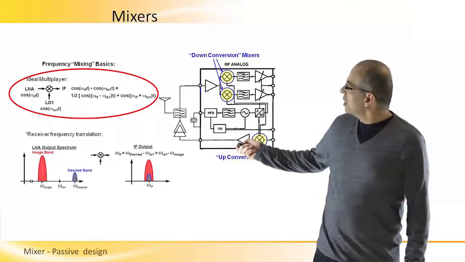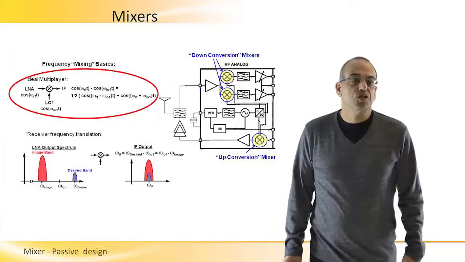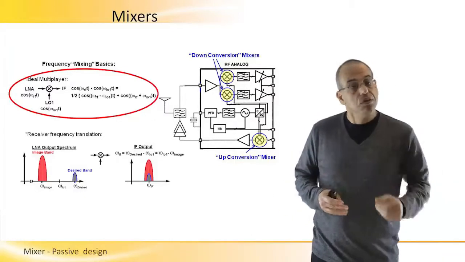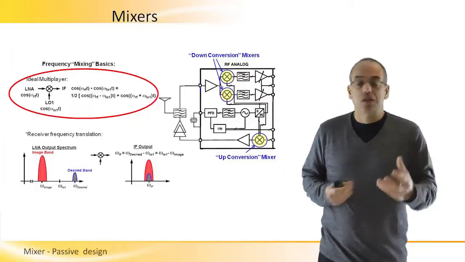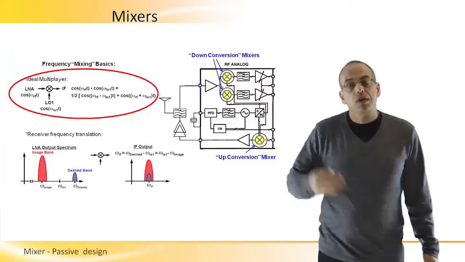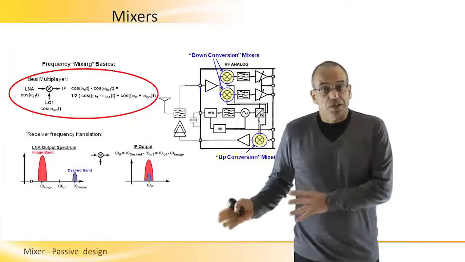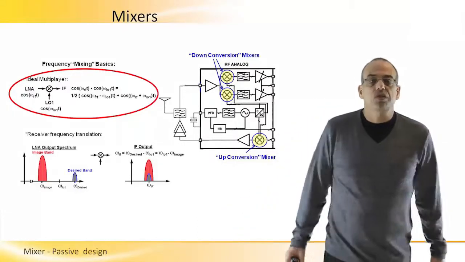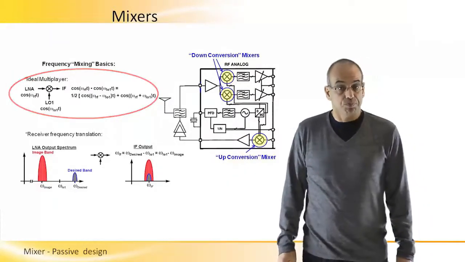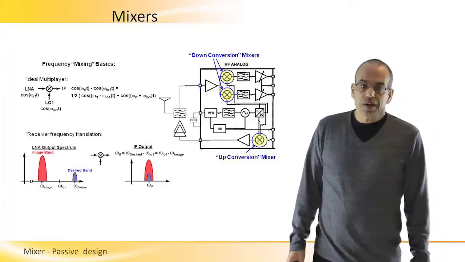So if the RF and LO frequencies are such that they're close enough, we will be able to convert the signal with this part of the expression to a lower frequency. This would be a down converter. We can certainly do an up converter with the other part of the expression.